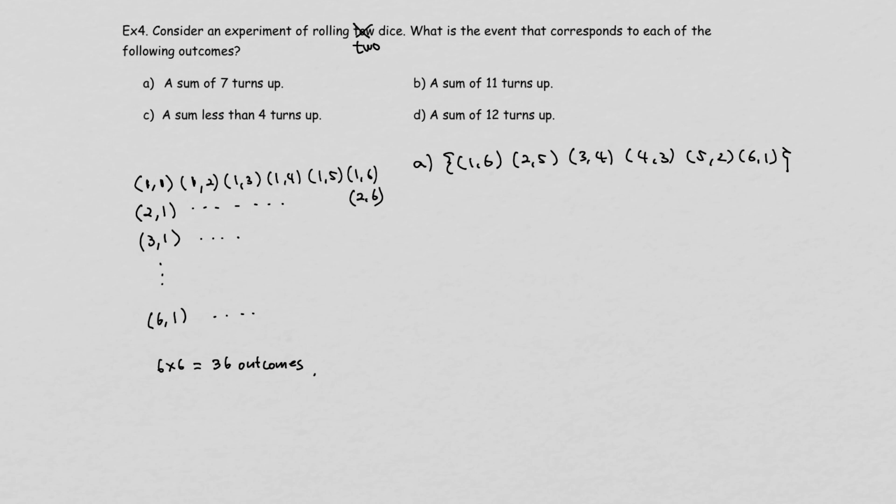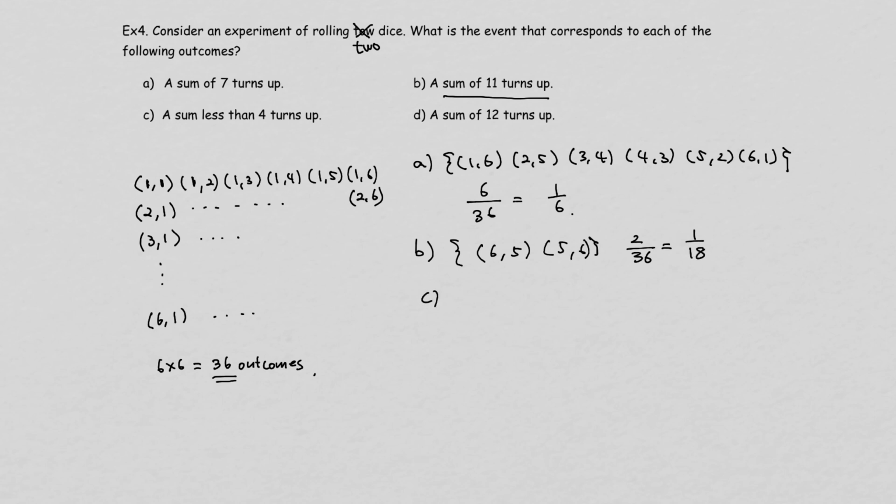So how many of them? You have 6. What's the total outcome? 36. When you reduce, it will be 1 over 6. So that's going to be a 1 over 6 event. What about B? B is asking sum of 11 turns up. 11 is going to be only when you have 5 and 6, and 6 and 5. So it will be 2 out of 36, which reduces to a 1 over 18 event.